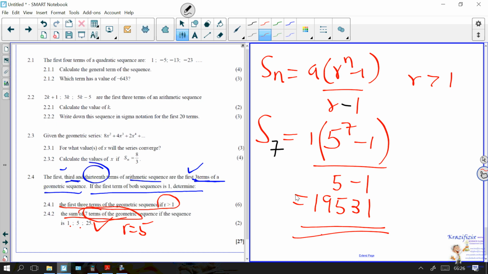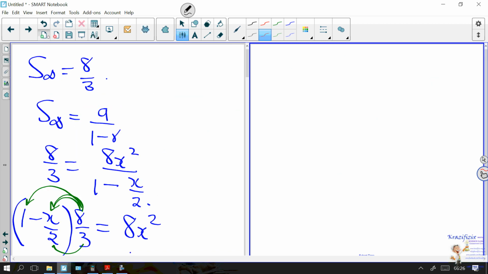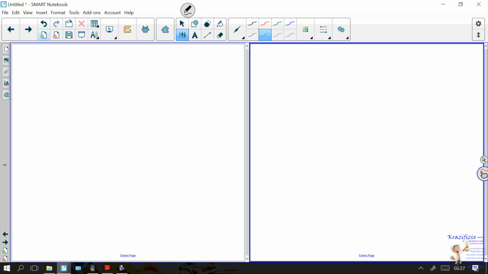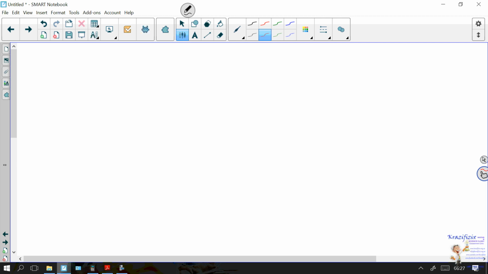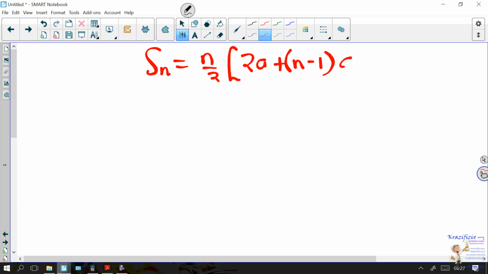But quickly, before I go on to question number 3, I would like to quickly show you something very important that you must know here. Let me look for a fresh page. We need to be able to deal with the proving of the sum of an arithmetic sequence. How do you prove that Sn equals n over 2 times (2a plus (n minus 1)d)? We need to be able to prove that.